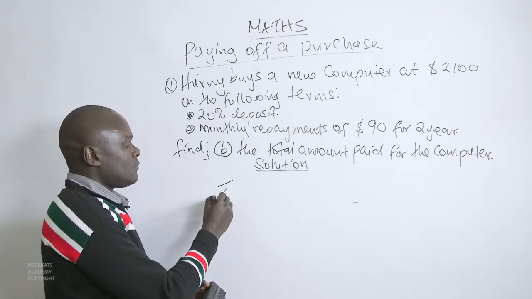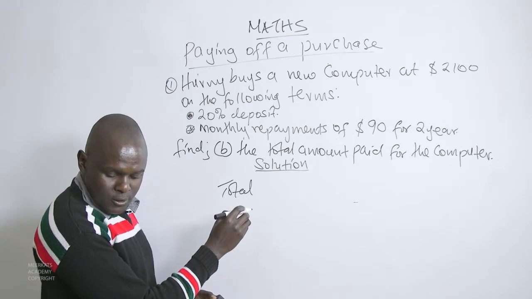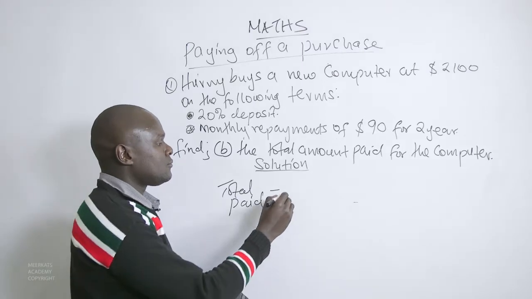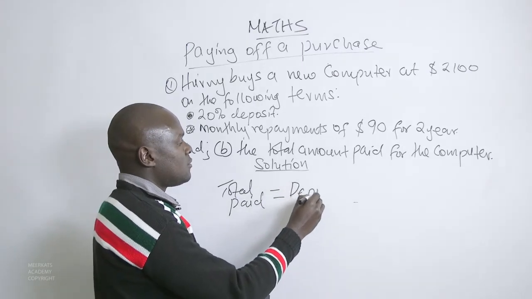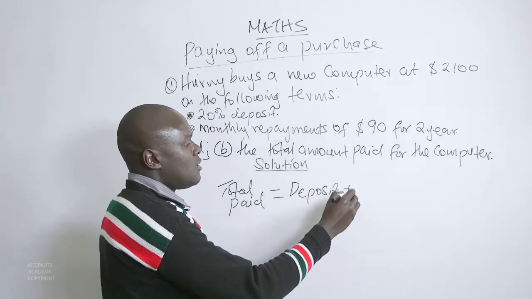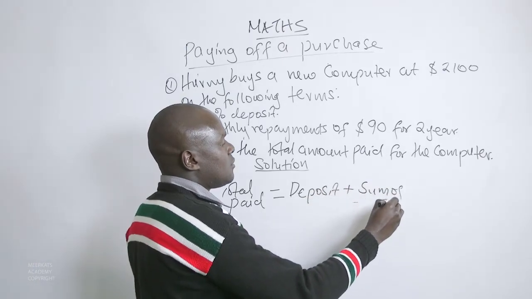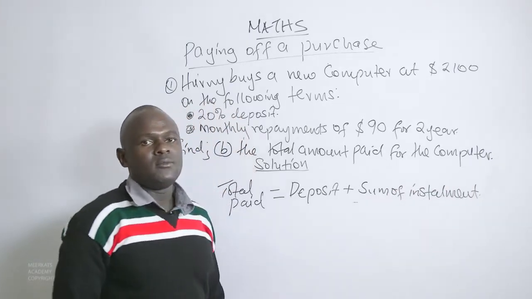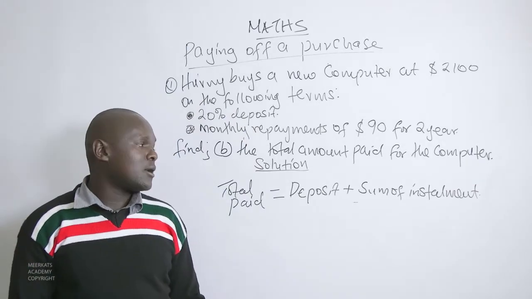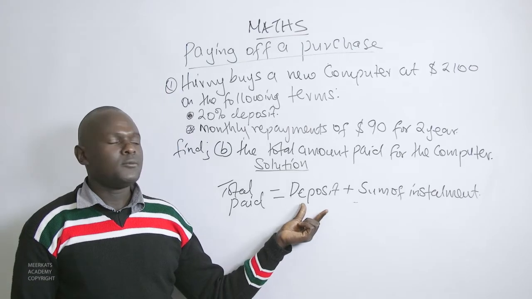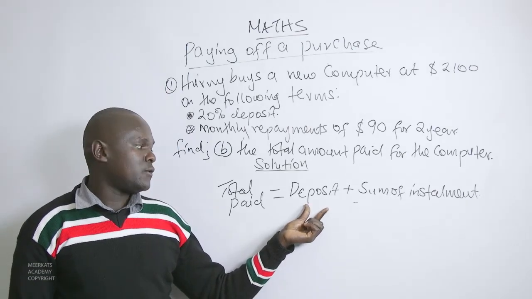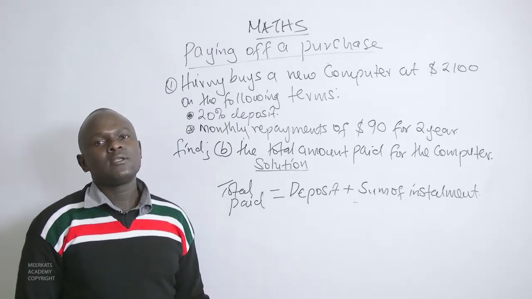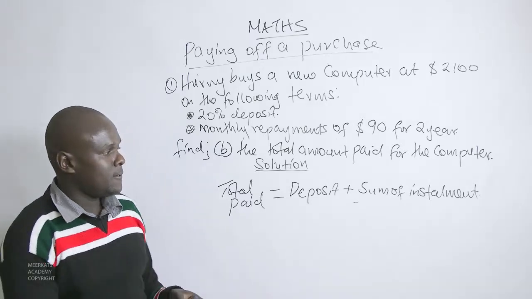So we can say total paid is equal to the deposit that was made plus the sum of installments. And in this equation, as you can see, we already have the deposit. We have calculated our deposit, which is $420. We don't have the sum of installments. So we proceed to calculate the sum of installments before we get to the total paid.